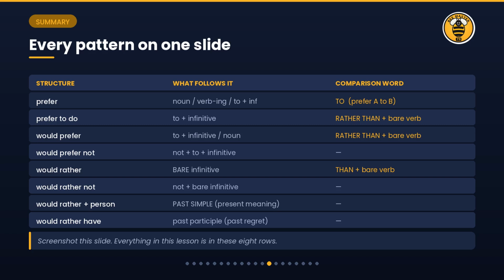Then read the right-hand column. Prefer compares with to. Prefer to do and would prefer compare with rather than. Would rather compares with than on its own. And the last two rows are the advanced ones. Would rather plus a person plus a past simple verb for now and the future. And would rather have plus a past participle for a real regret about the past.